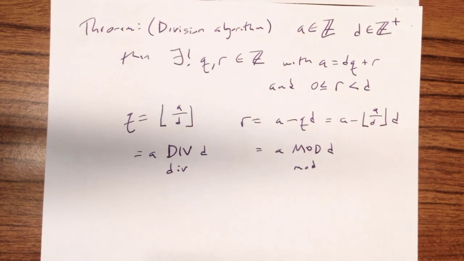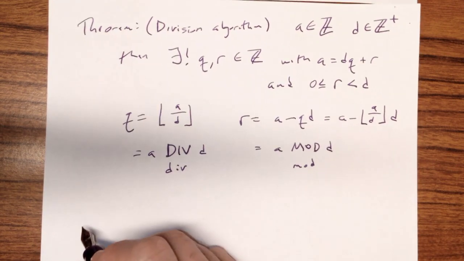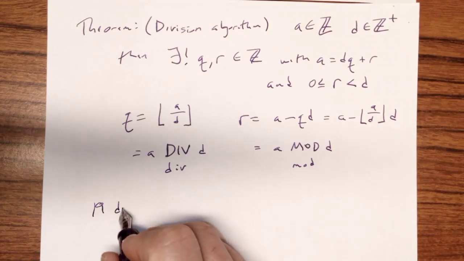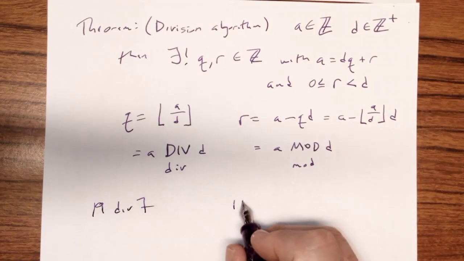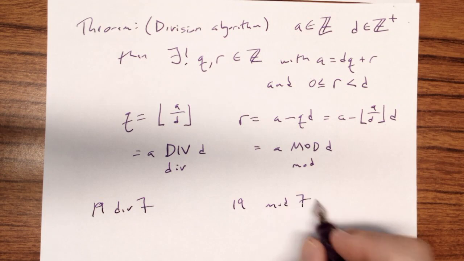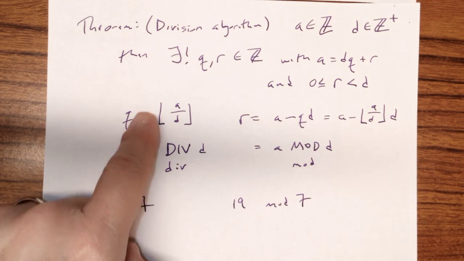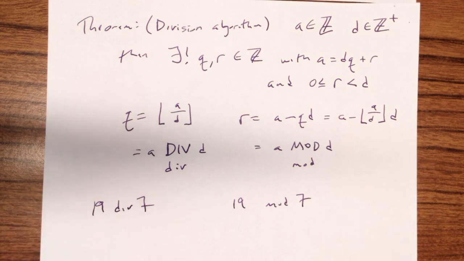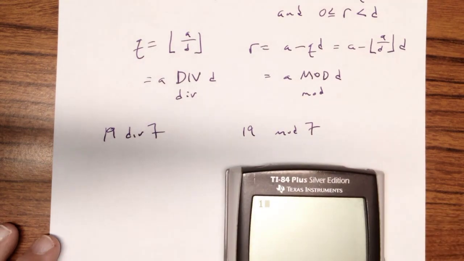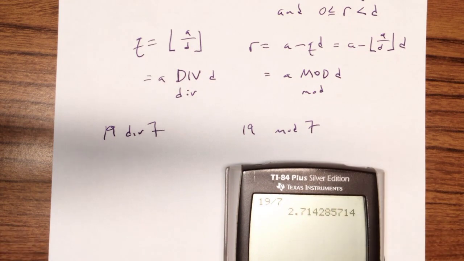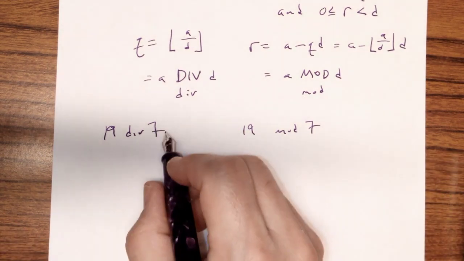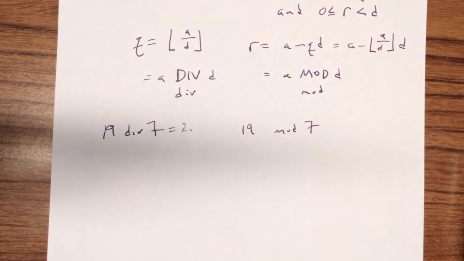Ready? I would like us to calculate 19 div 7 and 19 mod 7. Well, 19 divided by 7. I'm going to do it exactly the way we do it here. 19 divided by 7 is 2.7, round down. So I'm going to round down, and I get 2.